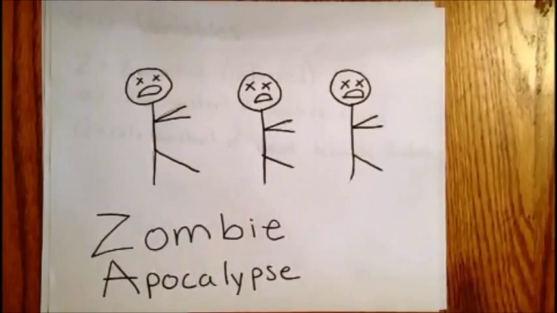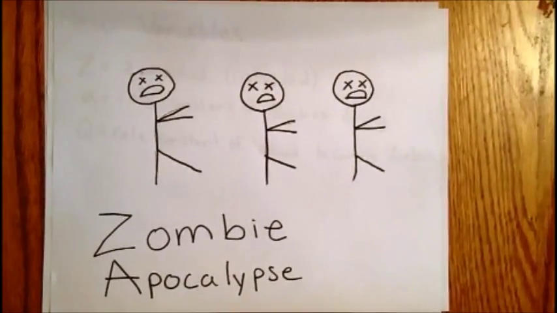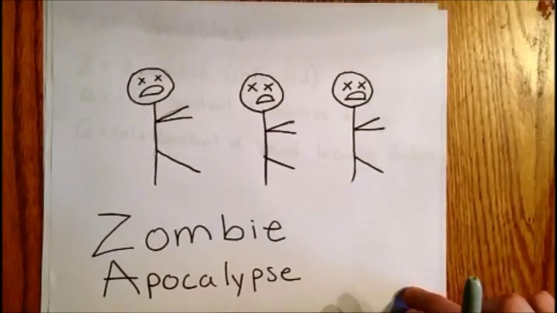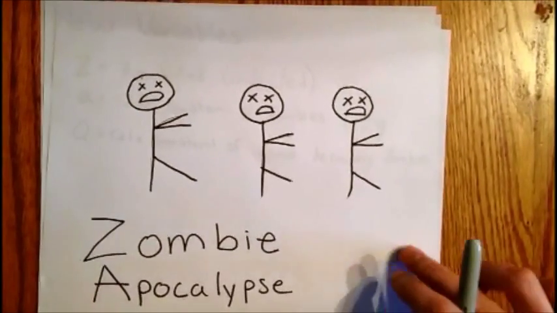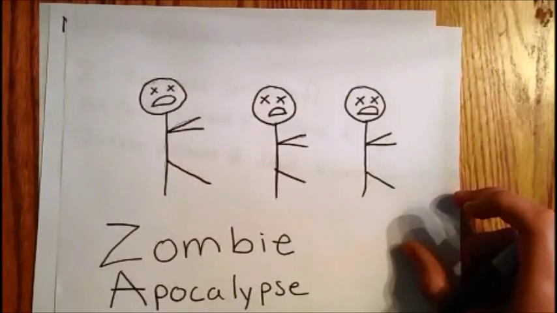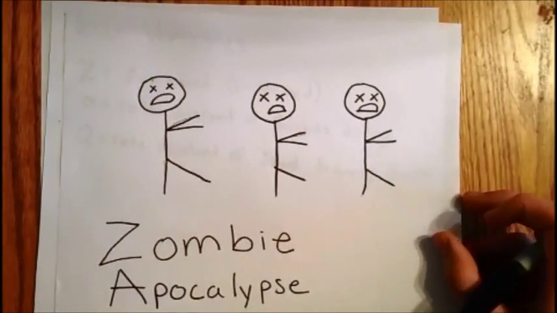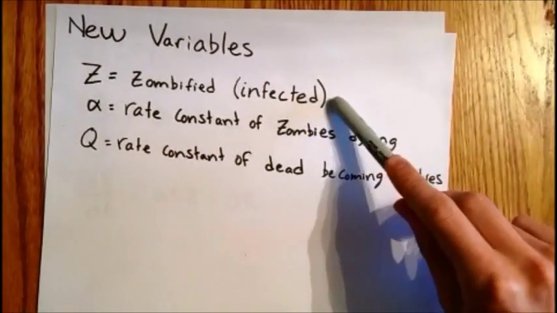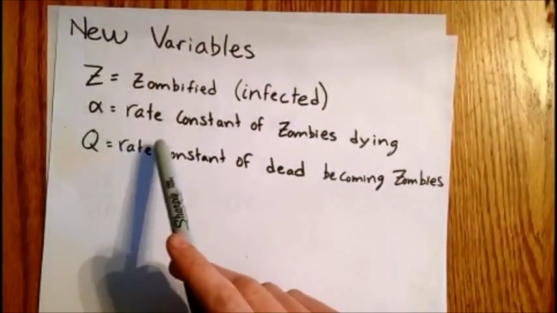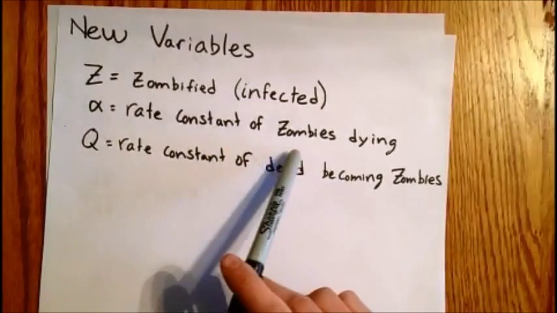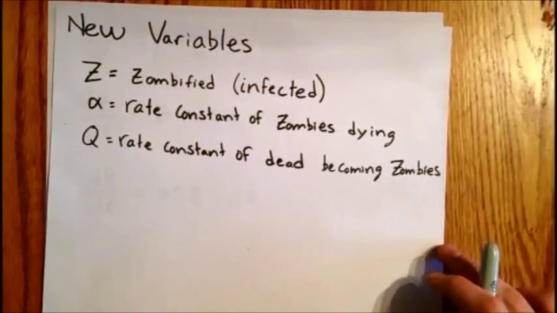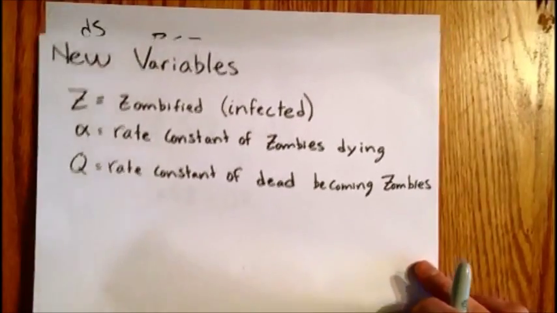Now we are going to change a few variables and apply this to the zombie apocalypse, which is a slightly different kind of virus, meaning that we have to add some variables while we keep some the same. The variables we keep the same will be beta, S, and R, while we change the variable I to Z for zombified. Alpha will now represent the rate constant of zombies dying, and Q will represent the rate constant of dead coming back to life as zombies.